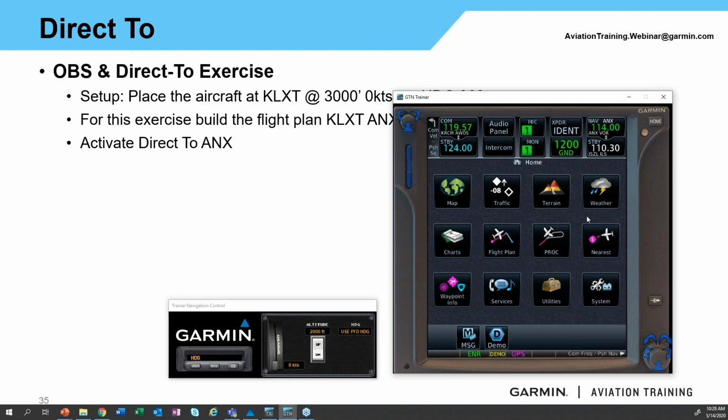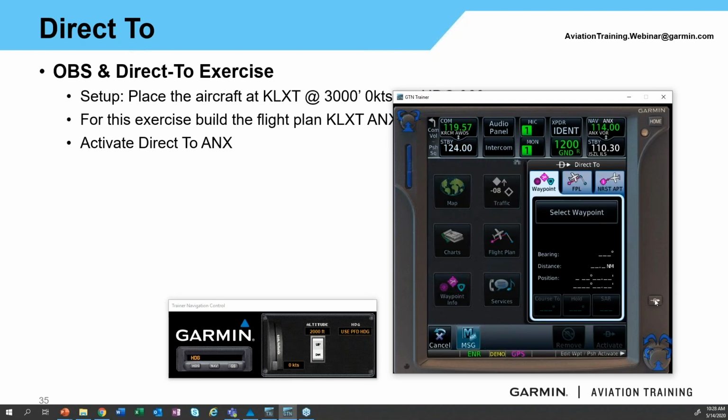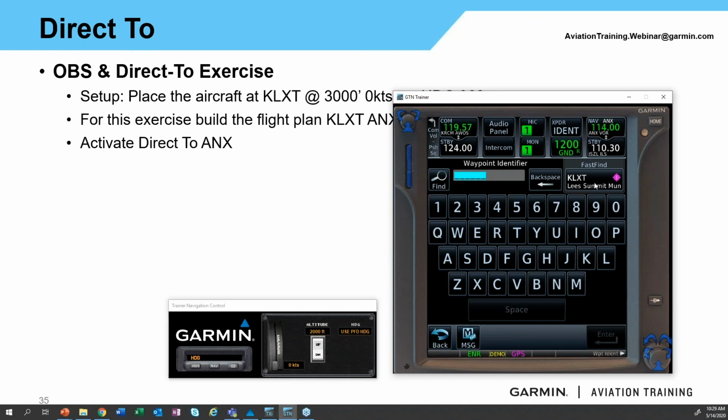So first off, I'm going to press the direct to just to give us a quick little overview like we saw with the G1000. So I don't have any information in there because I haven't selected a fix and I'm not navigating anywhere. I'm just sitting on the ground at Lee's Summit as far as my PC trainer is concerned. So I'm going to put a waypoint in there, and I'm going to look at a couple different things. I have the find in the top left-hand corner. So I'm going to select the magnifying glass there.